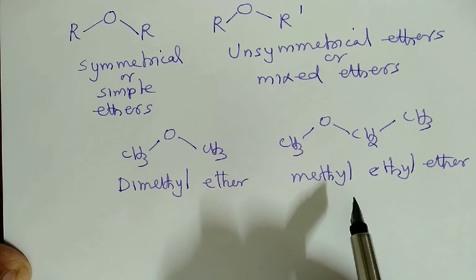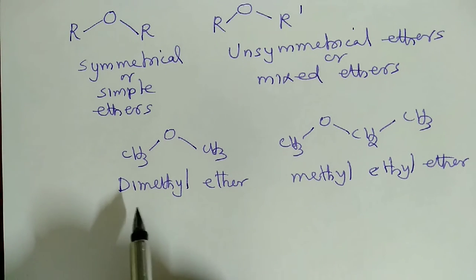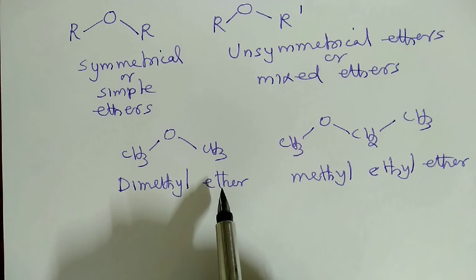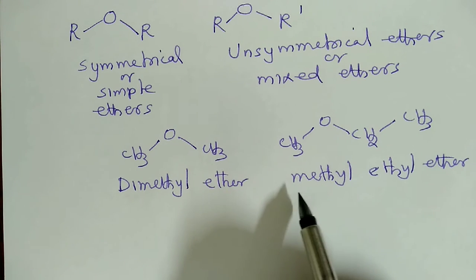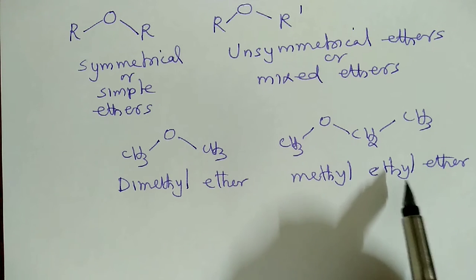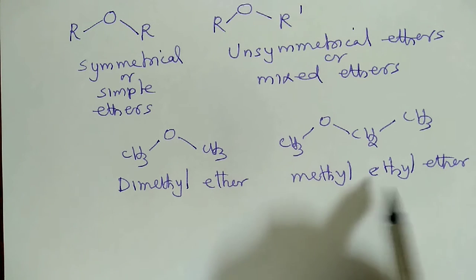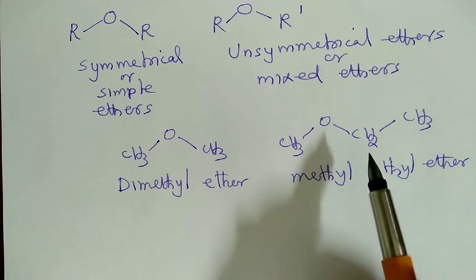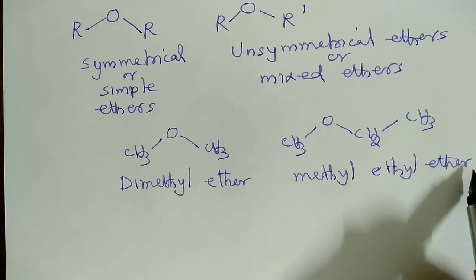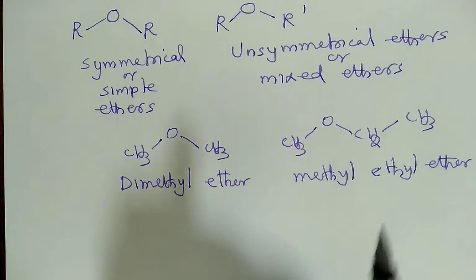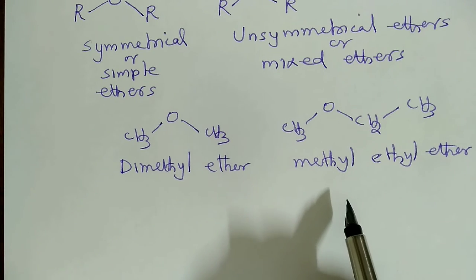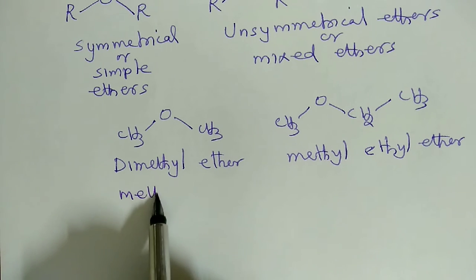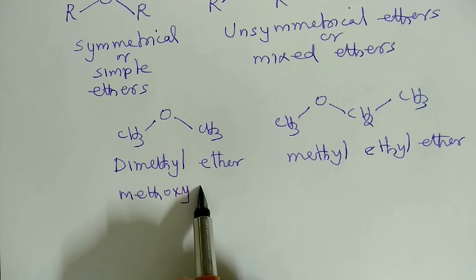In common system, symmetrical ethers are named as dialkyl ether and unsymmetrical ethers are named as alkyl alkyl ether. In common system, alphabetical order need not be followed. This compound can be named as methyl-ethyl ether or ethyl-methyl ether. In IUPAC, both symmetrical and unsymmetrical ethers are named as alkoxy-alkane.